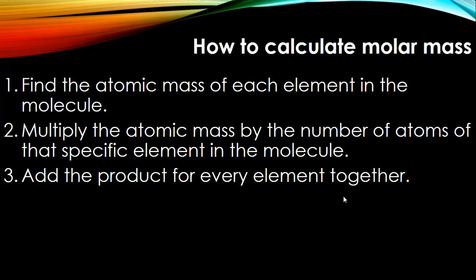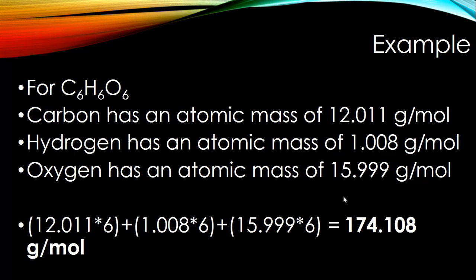So there are 3 simple steps to calculating molar mass. The first one is you find the atomic mass of each element in the molecule. Then you multiply the atomic mass by the number of atoms of that specific element in the molecule. And third, you add the product for each of those multiplications for each element together, and that gives you your molar mass.